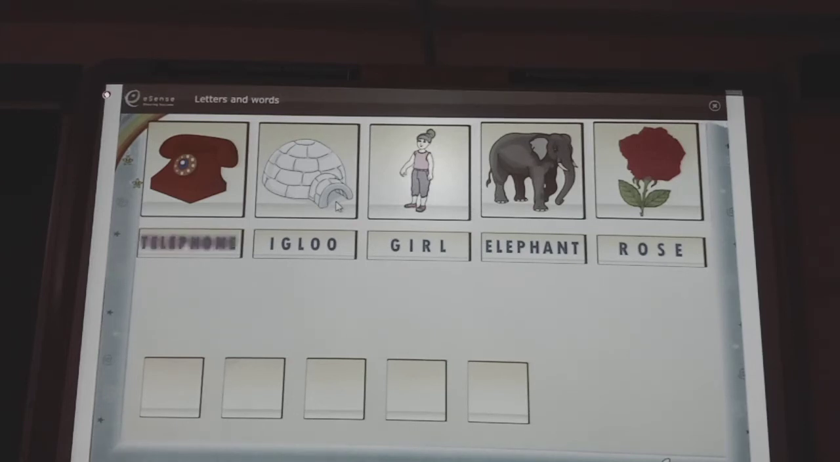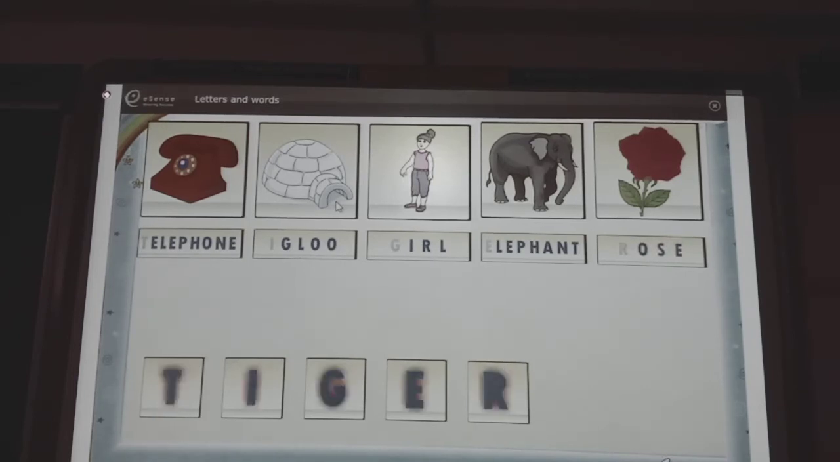The first word is telephone. The first letter of telephone is T. Put T in the first square. Take I from igloo and put it in the second square. The third square will have G from the word girl. We will put E from the word elephant in the fourth square. And the last square will have R from the word rose.